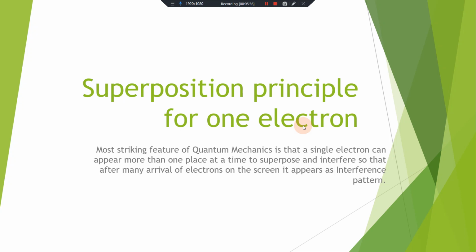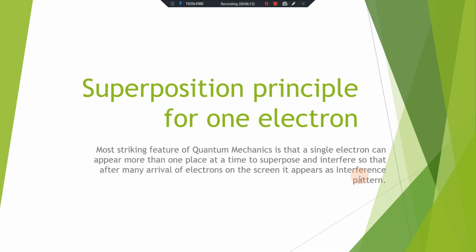So, the superposition principle for the electron. In the previous lecture, I also mentioned that the superposition principle in quantum mechanics is extremely counterintuitive. The most striking feature of quantum mechanics is that a single electron can appear in more than one place at a time, to superimpose and interfere, so that after the arrival of many electrons on the screen, it appears as an interference pattern.